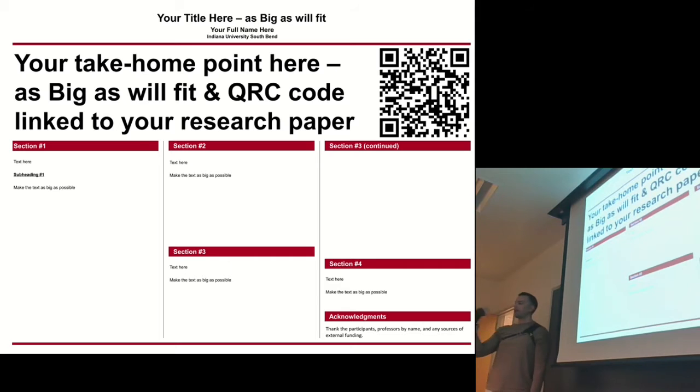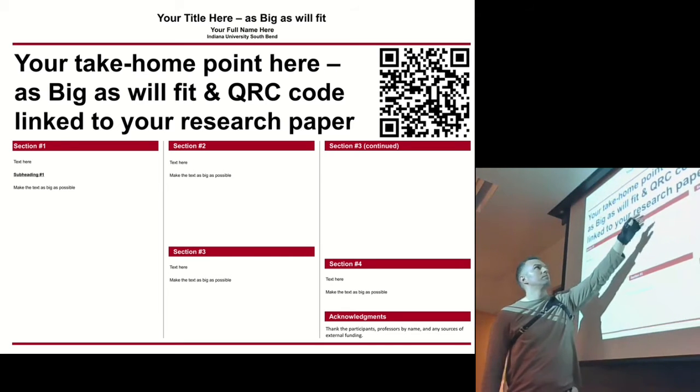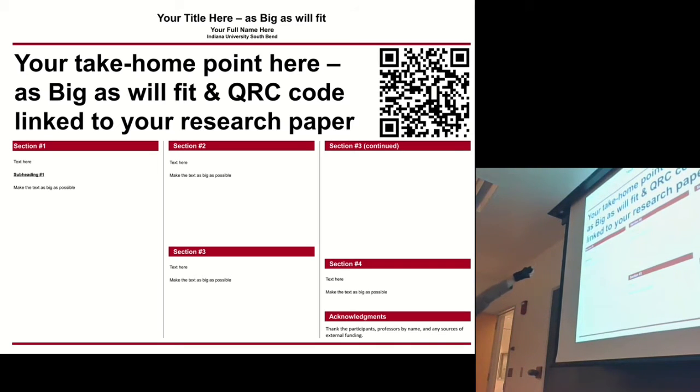If you remember, I mentioned this in the presentation. You should only have 1 or 2 big points. In your poster, you can also have that one big point, and you put your take-home point there as big as it will fit. And then I've made a QR code.